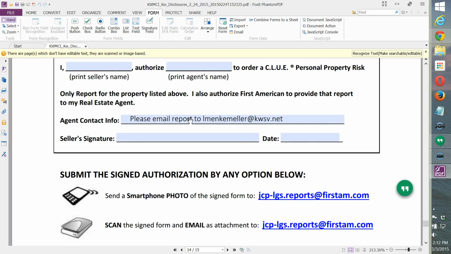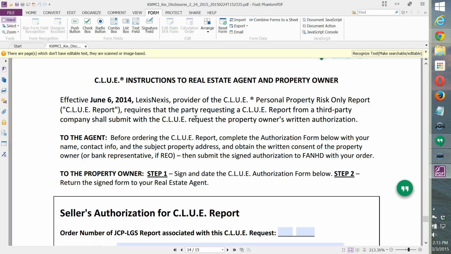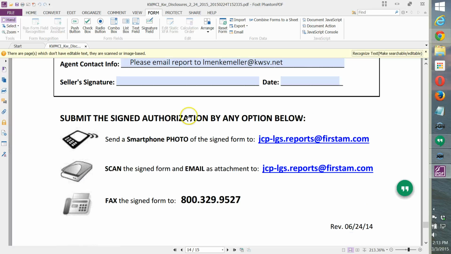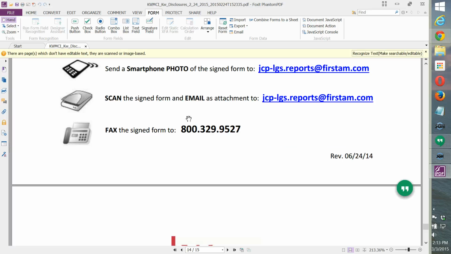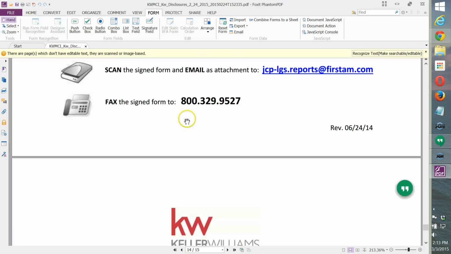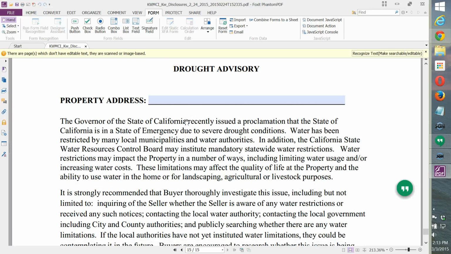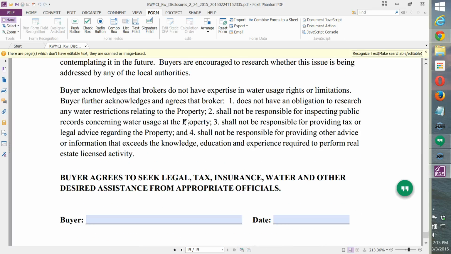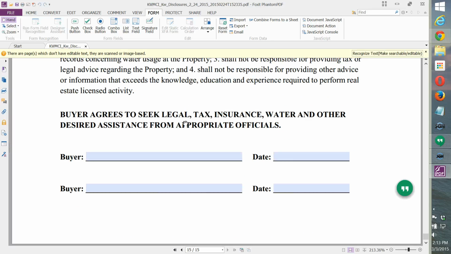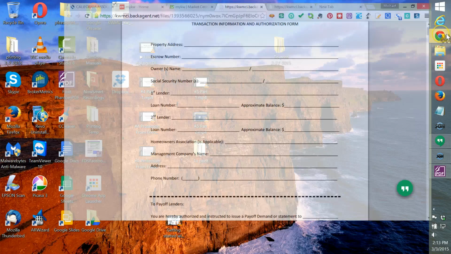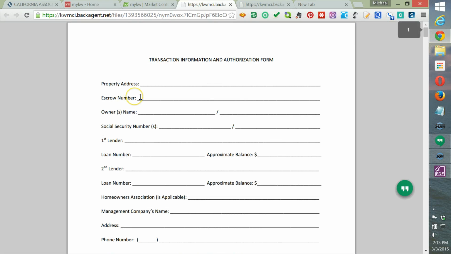And that's the Comprehensive Loss Underwriting Exchange, I believe is what it stands for. And then you send it to them. Drought advisory, yeah, that's a newer one. The buyer needs to understand that there may not be any water. Any questions about that?